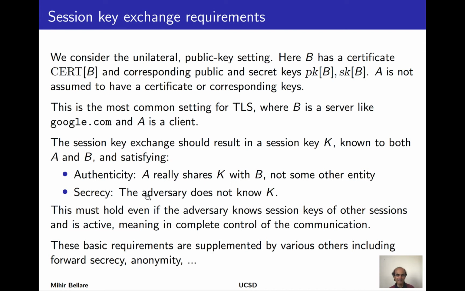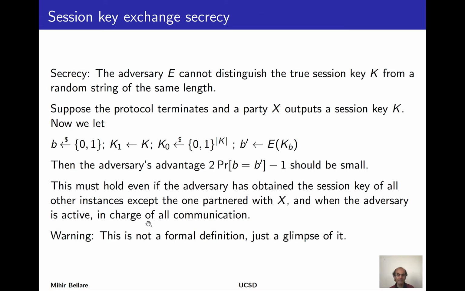Now, these requirements are quite complex when you actually get into them. For example, secrecy and authenticity must hold even when the adversary knows session keys of other sessions. So there are many sessions going on. All of them will be producing their own session keys, and no session key should influence any other. Also, the adversary here must be active, as in the entity in the middle attack. In fact, we will assume the adversary is in complete control of communication. When you think of sending a flow to another party, what you're actually doing is handing it to the adversary, who will decide where it goes. Furthermore, there are many other requirements that supplement these basic ones, including forward secrecy, anonymity, and others that we can consider.